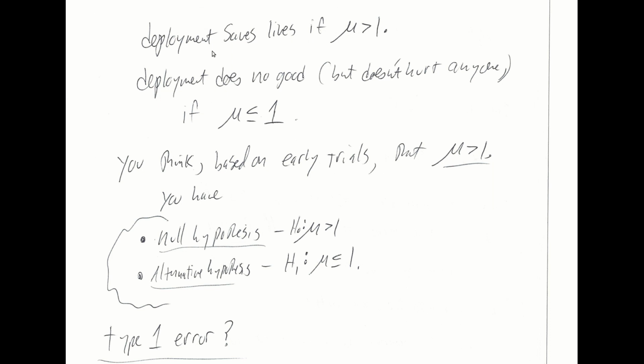So if mu is actually greater than 1 and we deploy the vaccine, we will save lives. If mu is less than or equal to 1 and we deploy the vaccine, we're not going to help things actually, but we're not going to hurt anyone. The vaccine is safe for humans. It's just not helpful in the case that mu is less than or equal to 1.